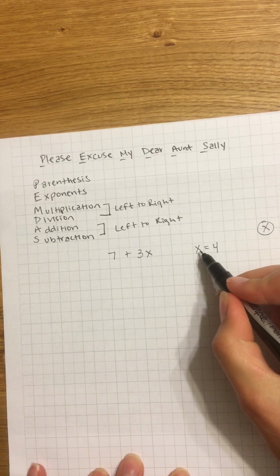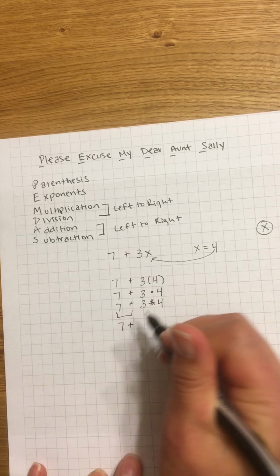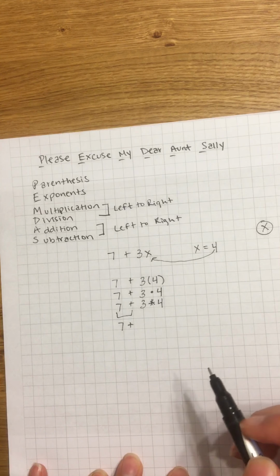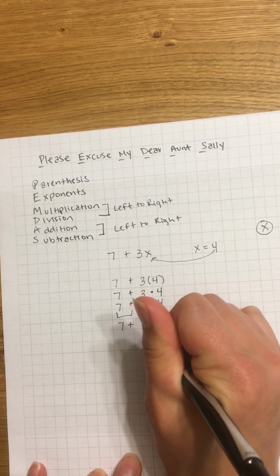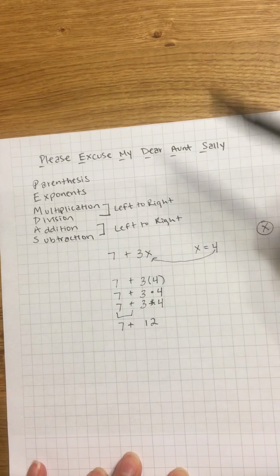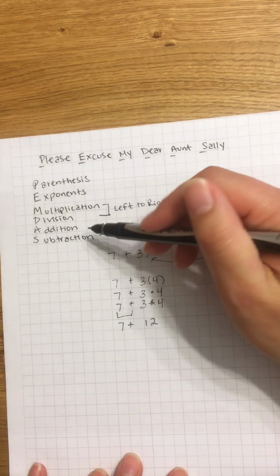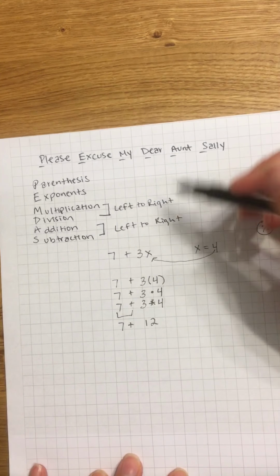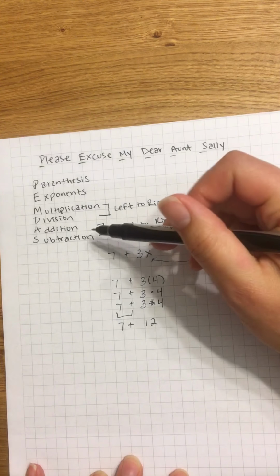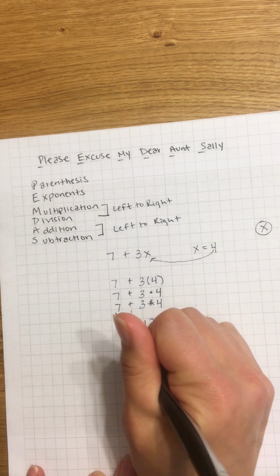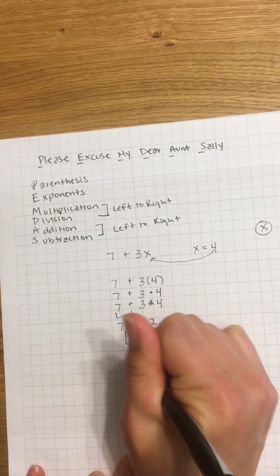So this expression stays exactly the same. We'll have 7 plus, and then we'll solve for 3 multiplied by 4, which is 12. Now we move to addition or subtraction. We don't have any subtraction, so again, we don't need to worry about that left to right rule. All we have is addition. So we'll solve the addition, 7 plus 12, which equals 19.